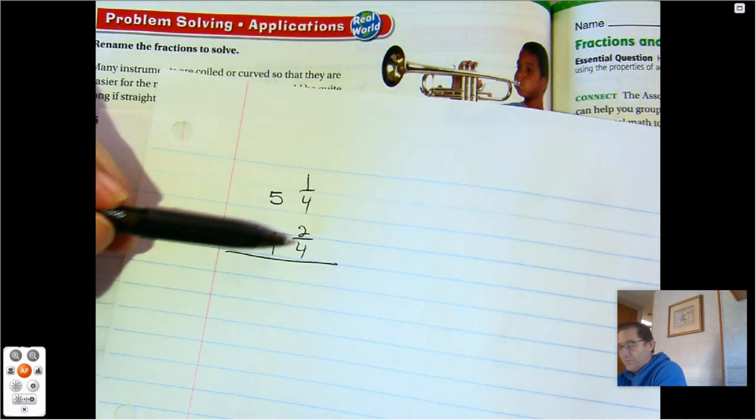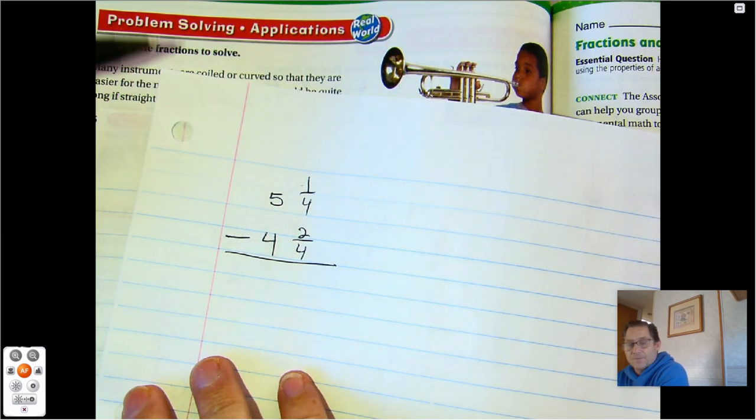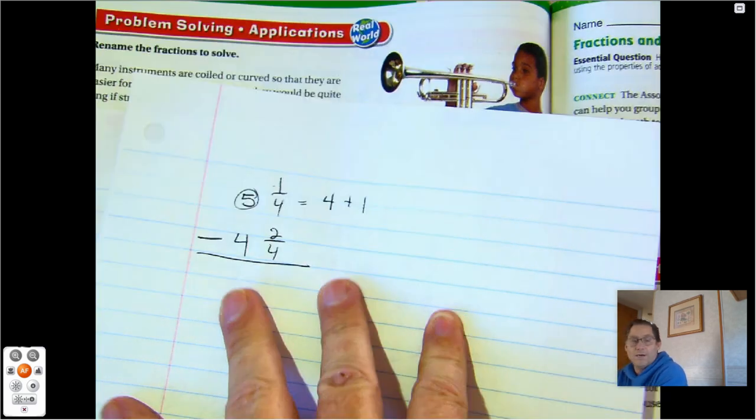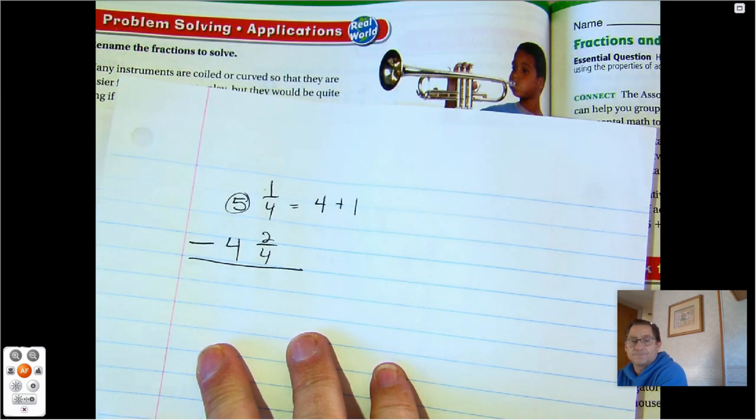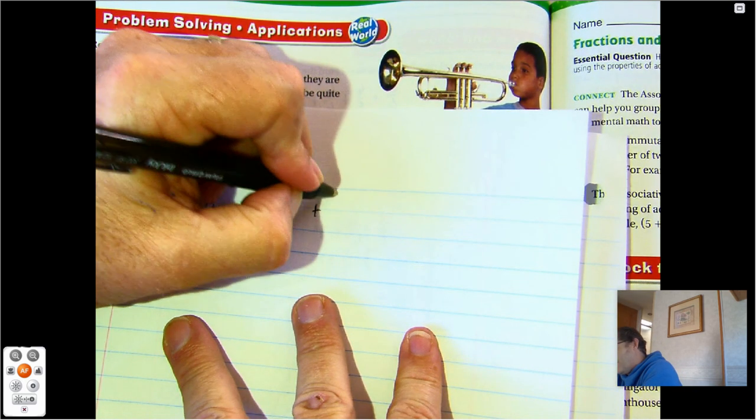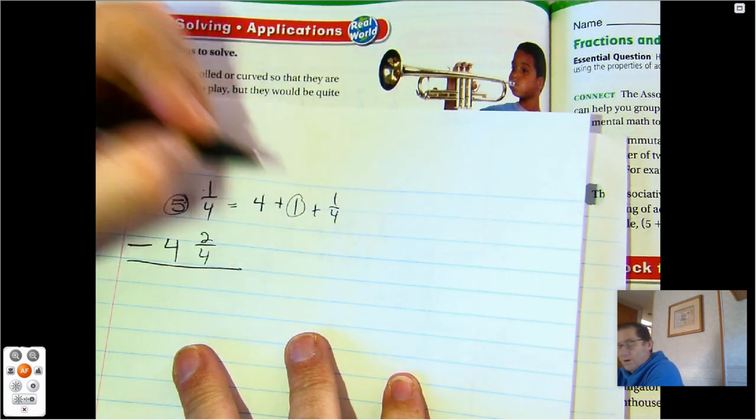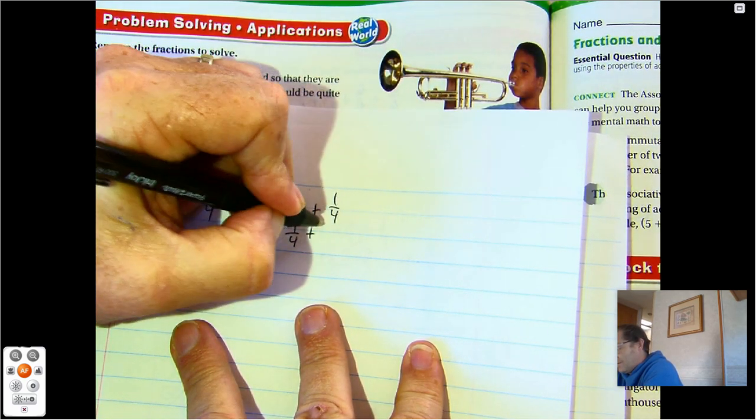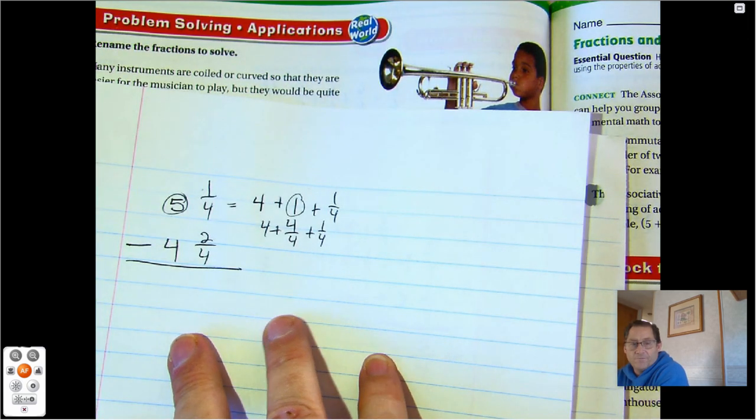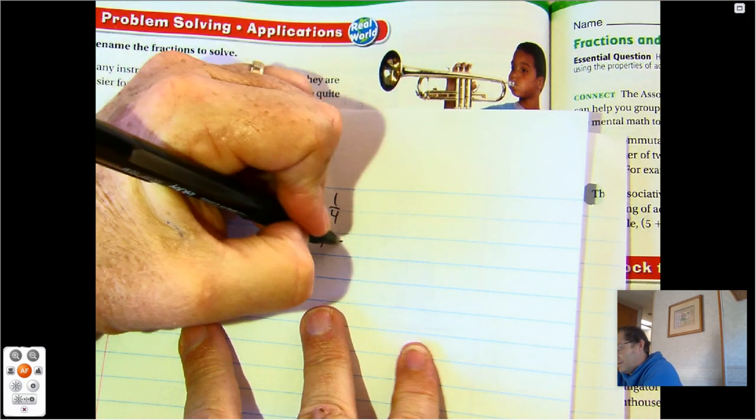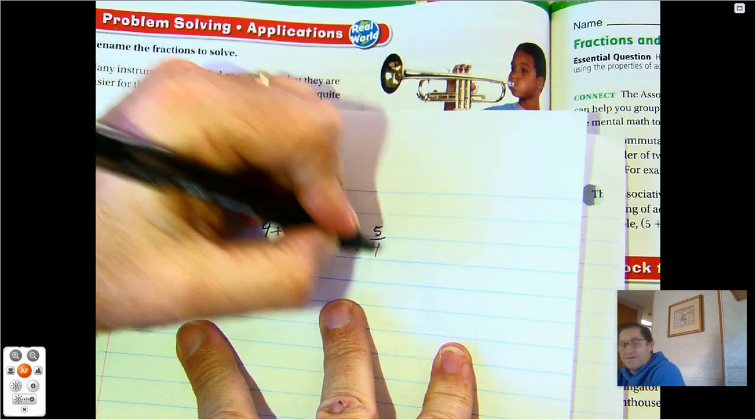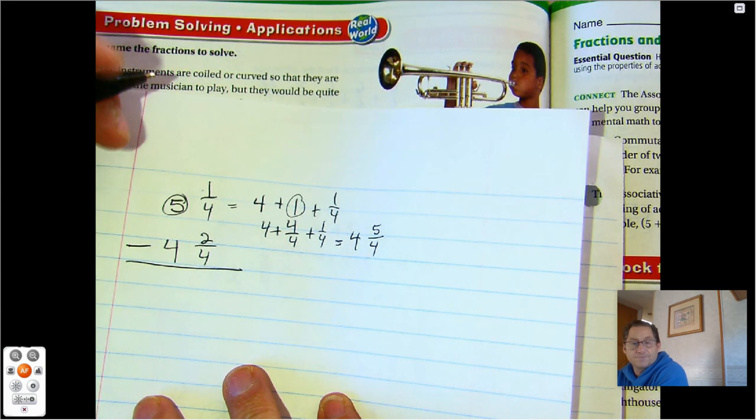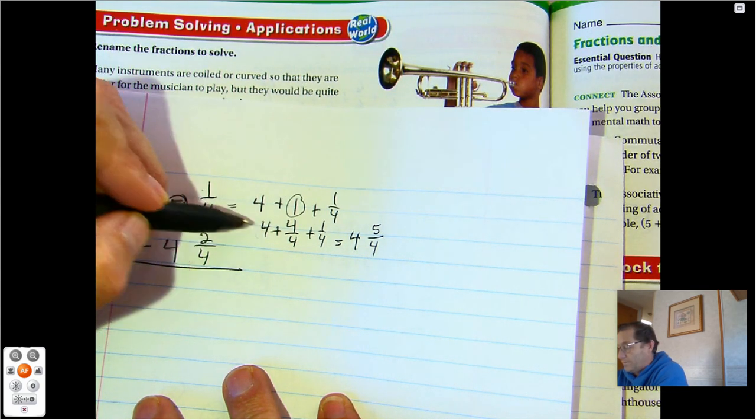Well, I can't take 2/4 from 1/4. So I'm going to rename the 5 as 4 plus 1 plus 1/4. I'll rename the 1 whole here as 4/4. So we have 4 plus 4/4 plus 1/4. That's 4 and 5/4. 4 plus 1, 5. 5/4. The whole number was 4.